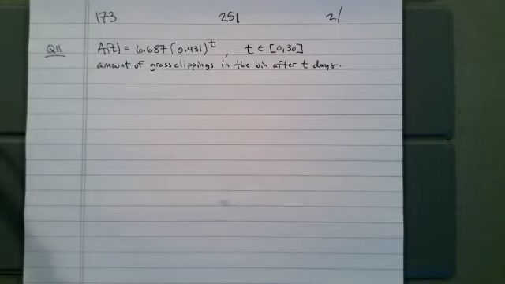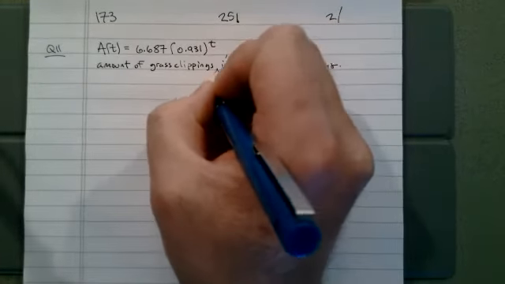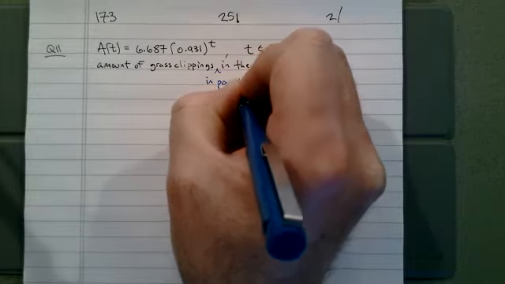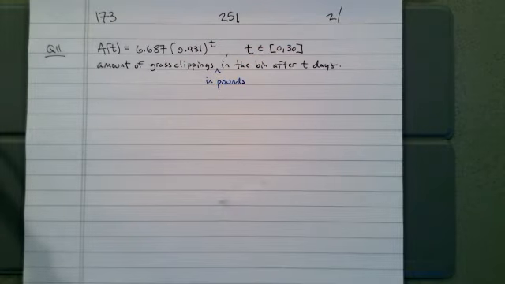In quiz 11, we've got the amount of grass clippings in pounds in the bin after T days. So we start off with 6.687 pounds of grass clippings, and it's decreasing by 0.93, by about 7%, by 6.9% per day. So it's decreasing exponentially. I guess the grass clippings are decomposing into something else, and then they're no longer grass clippings, they're something else. So this is the amount of grass clippings in pounds in the bin after T days.